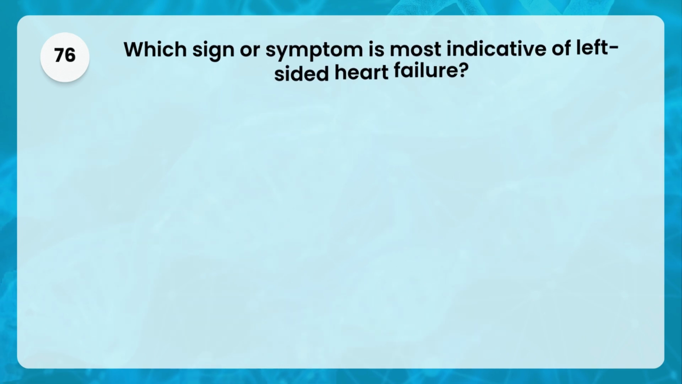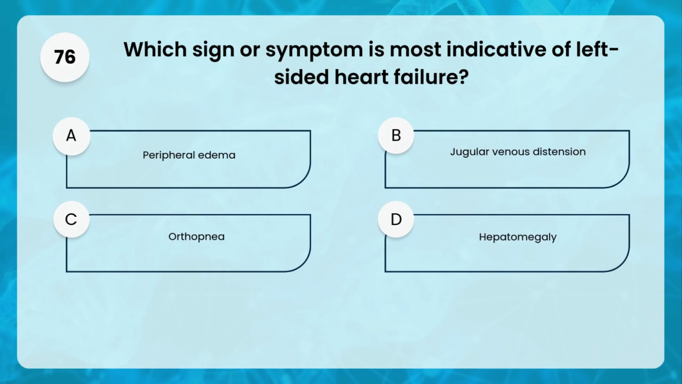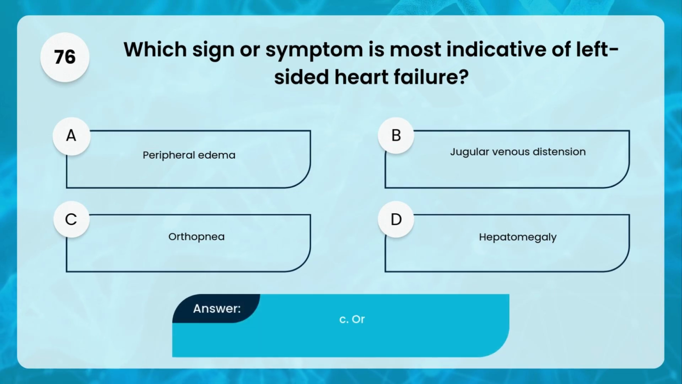76. Which sign or symptom is most indicative of left-sided heart failure? A. Peripheral edema. B. Jugular venous distension. C. Orthopnea. D. Hepatomegaly. The answer is C.